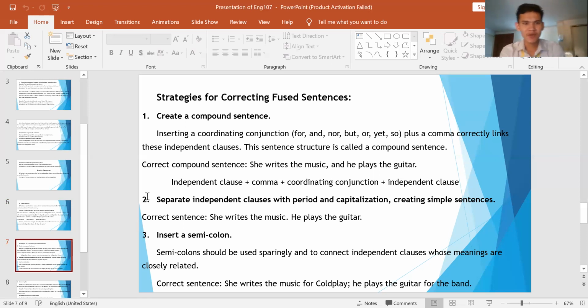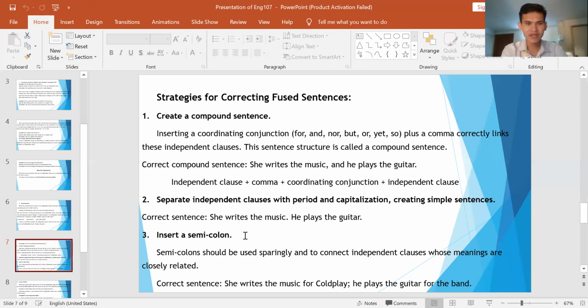Two, separate independent clauses with a period or capitalization, creating simple sentences. It means that you need to separate it into two sentences, like you need to add a full stop or other capitalization that creates a simple sentence. For example, here: she writes the music, so you separate it into one sentence, full stop. It is a sentence we call a simple sentence. And then, he plays the guitar is another simple sentence. So you separate it, one simple sentence and another simple sentence also. So we need to add a full stop.